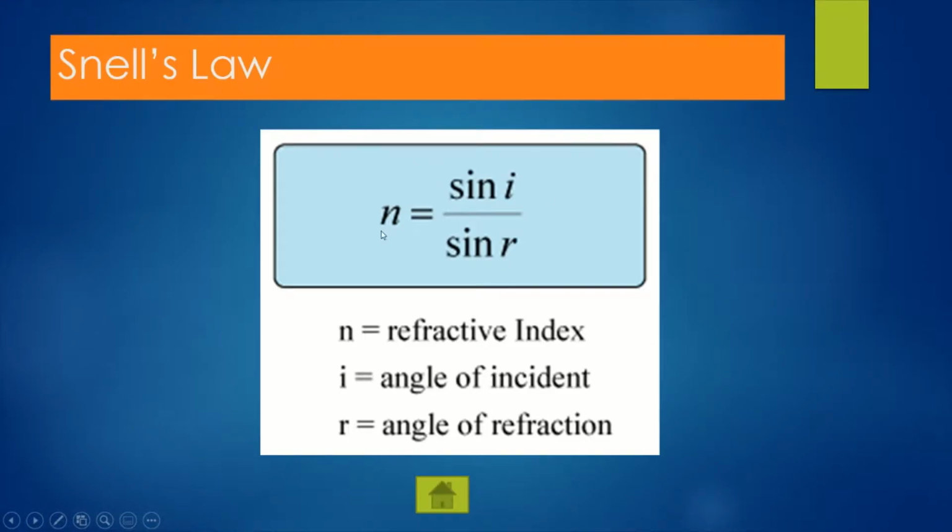Okay, so from here we get the second formula for refractive index, that is sine i over sine r. Right, refractive index n equals sine i over sine r. But don't forget, i must be in the less dense medium. The incident angle is in the less dense medium and the refracted angle is in the denser medium.